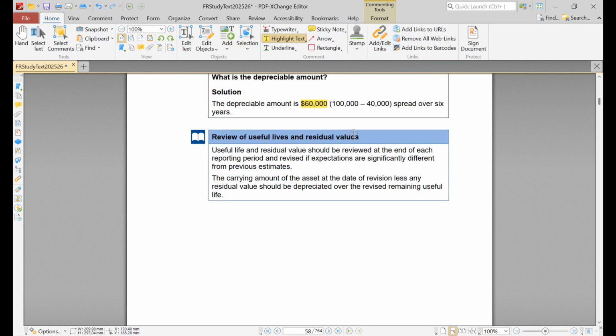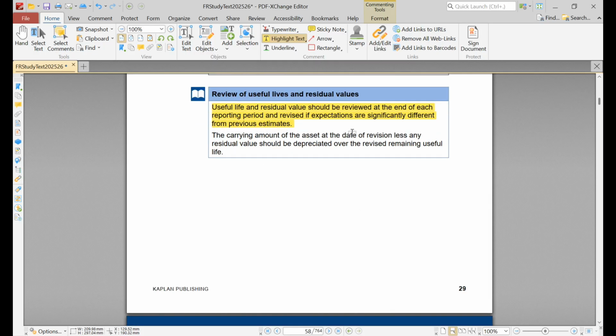Review of useful life and residual values. Useful life and residual value should be reviewed at the end of each reporting period and revised if expectations are significantly different from previous estimates. Now, useful life and residual value can change as and when you use the asset. If the useful life is 10 years, but a major malfunction happens within 4 years, then obviously the useful life would reduce. It may not continue to function until 10 years. So in that case, you have to ensure that you are updating the useful life and residual value timely.